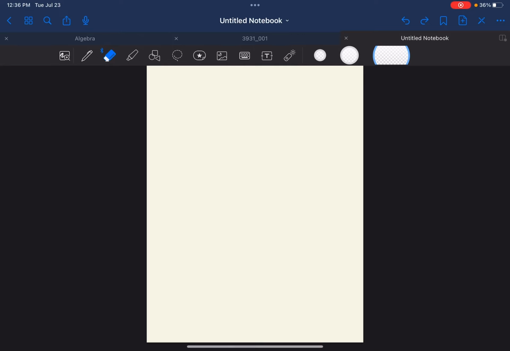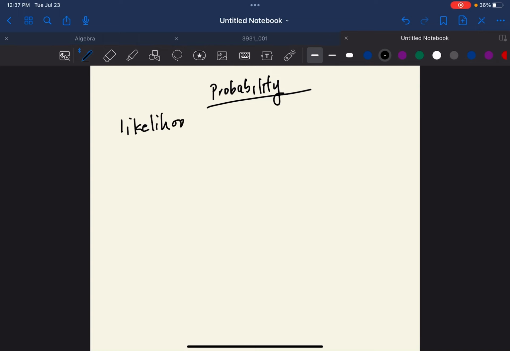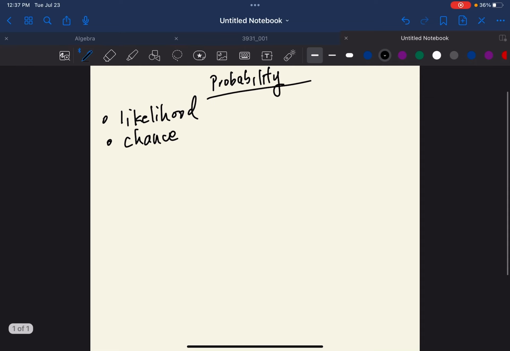Okay, this word probability, I'm going to write it down. This word is just a fancy word for likelihood. You can also say likelihood. I don't know how to spell it, so I'm just gonna put it like that. And chance. What is the chance of you getting that? So probability talks about how likely or what is the chance of that event happening.